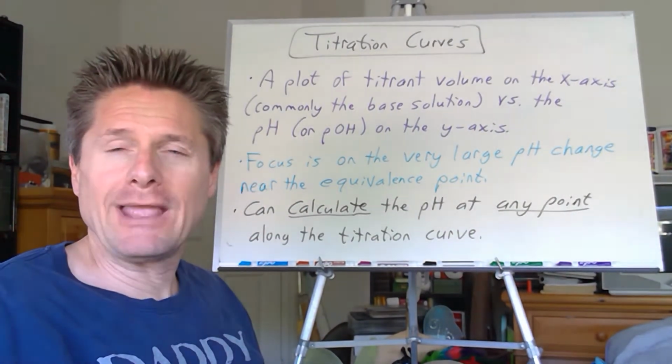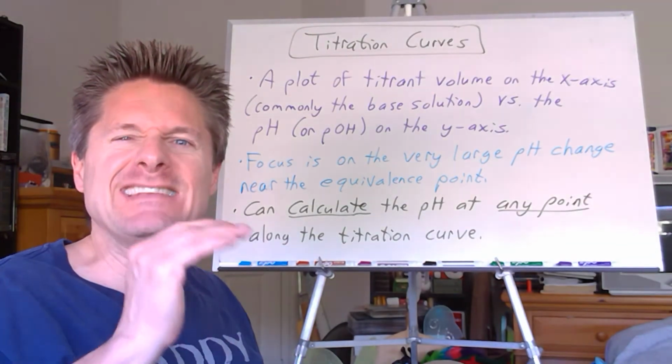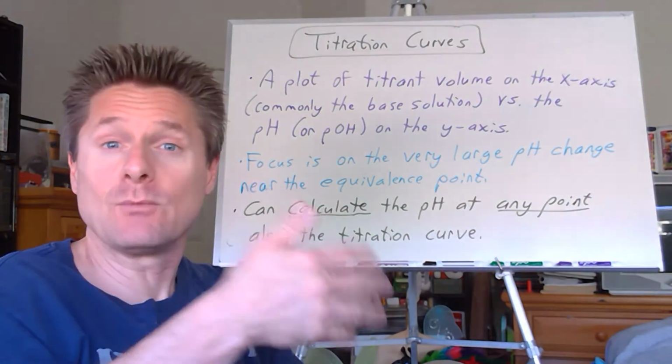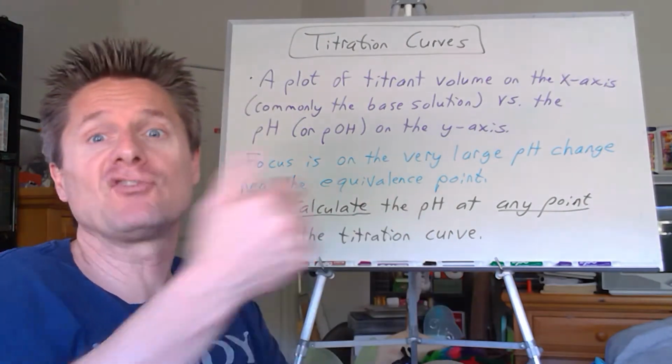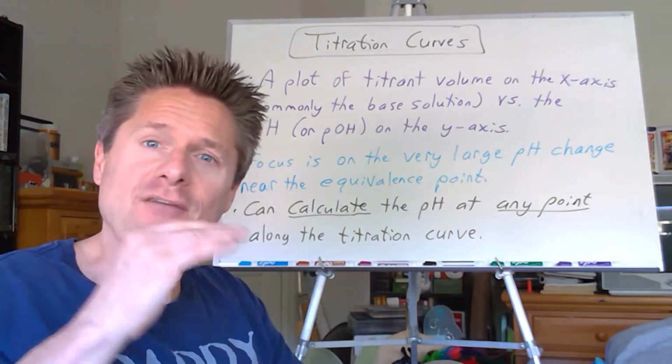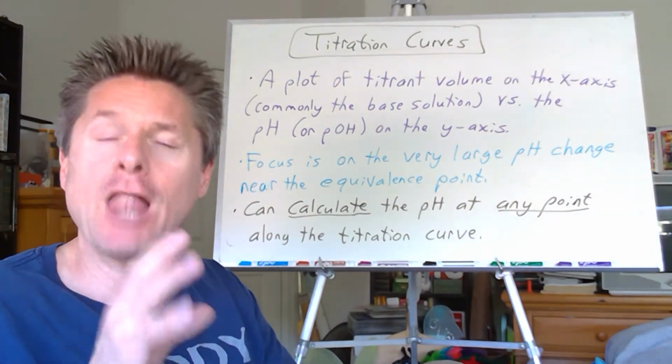All right, so we're going to look at the details for the different types: weak acid, strong base; weak base, strong acid; strong acid, strong base. They all have different types of titration curves, but they follow a similar pattern.